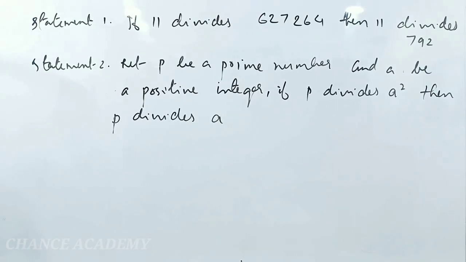Now the second MCQ question that we are discussing is similar to the first one. It's from the same chapter, real numbers. This question is also an assertion reason type question. The assertion given in statement 1 is: if 11 divides 627,264, then 11 divides 792. That's the assertion. And the reason given here is: let P be a prime number and A be a positive integer. If P divides A square, then P divides A. This is actually the theorem given in your textbook.